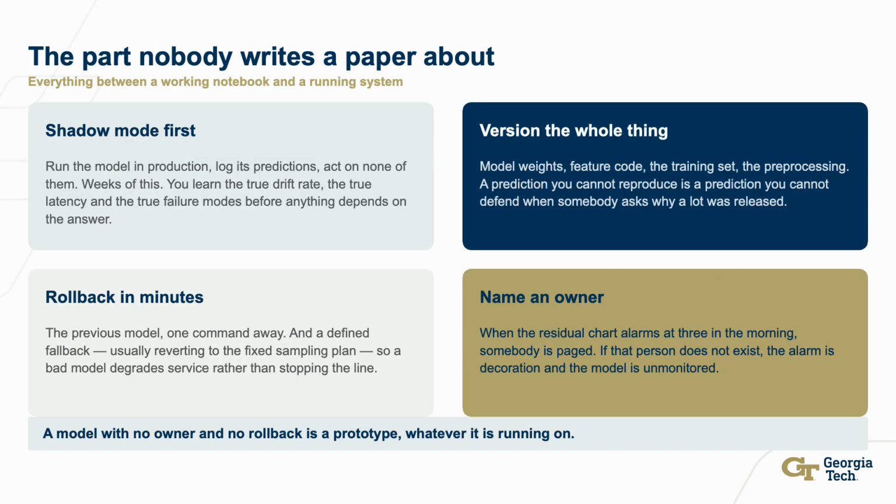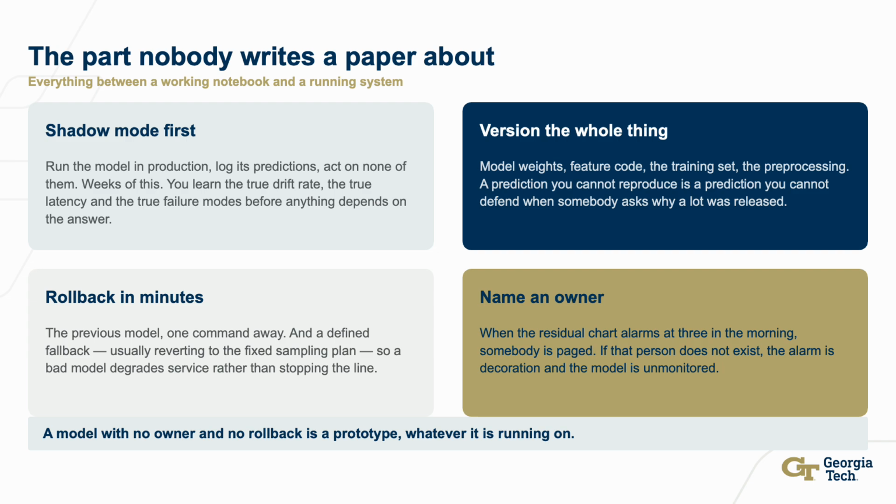Now the part nobody writes a paper about and which determines whether any of these survive contact with a fab. Run the model in production, log its predictions, act on none of them for weeks. You learn the true drift rate, the true latency, what happens when a sensor drops out, and what happens during a product changeover. All of it before anything depends on the answer. Teams skip this because it feels like delay. It is the cheapest insurance available.